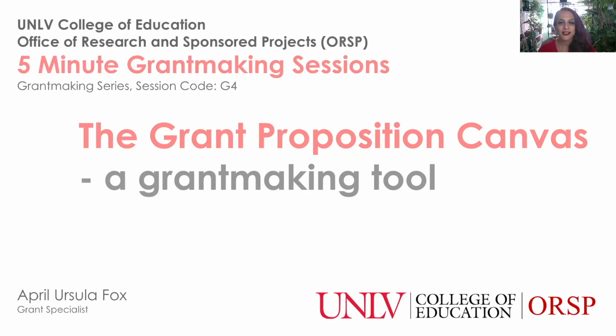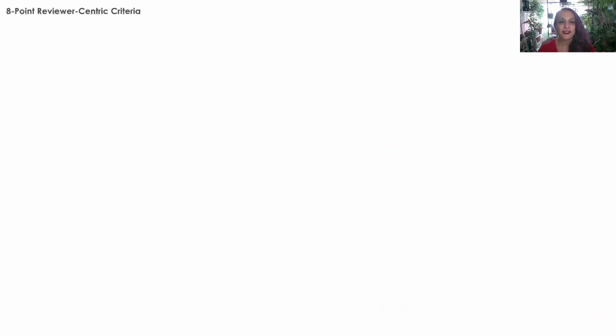The grant proposition canvas, a grant making tool. So this video is going to be really interesting and a little different from the other videos, in the way that we're going to add something that we can actually use as a tool for creating grant proposals and sponsor search proposals. So in the previous video, we covered the 8-point reviewer-centric criteria, which we're not going to cover here. So please watch that video if you want to see a little bit more about that.